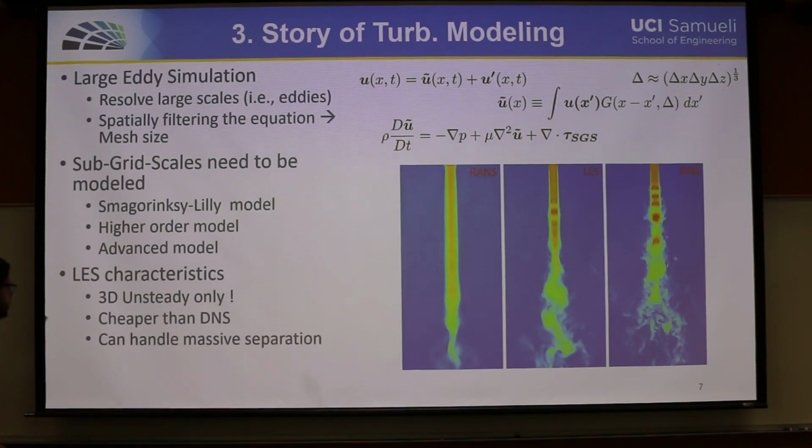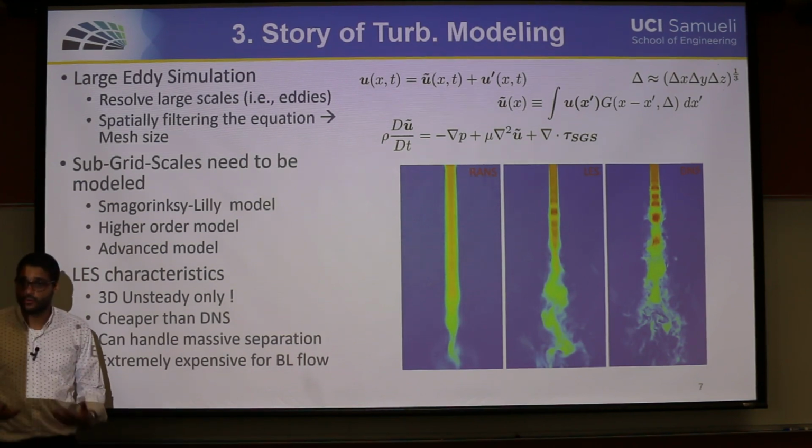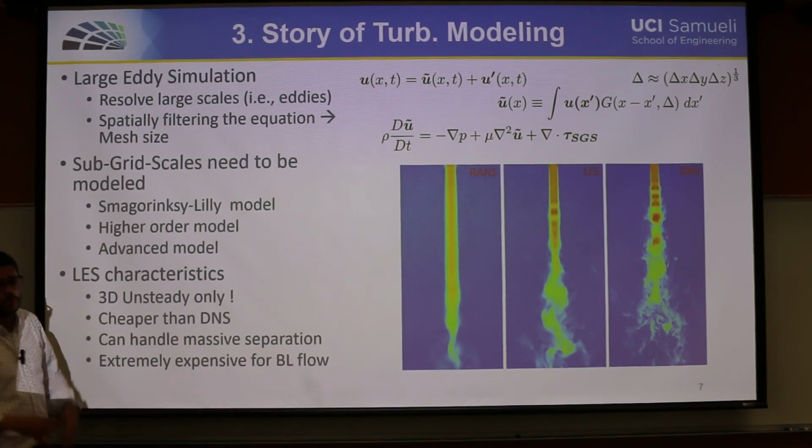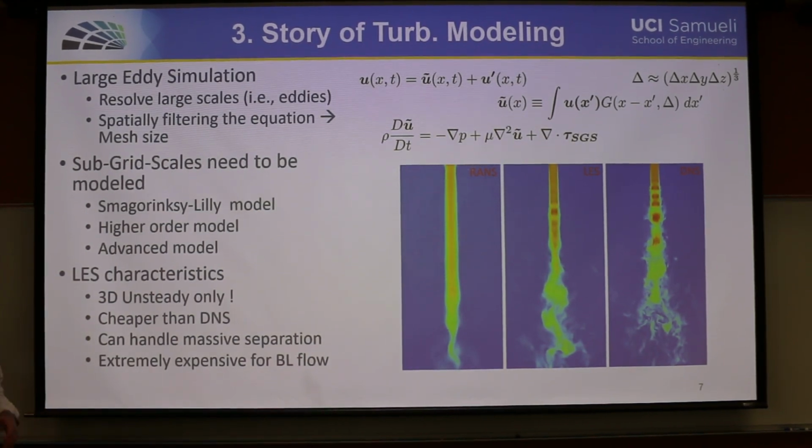They are cheaper than DNS. They can handle massive separations, and they can handle massive pressure gradients, but they are extremely expensive for boundary layer flow. If you're going to solve not a free shear layer flow, but a boundary layer flow, some people say that you could actually go and solve DNS. And that's why there is something called wall modeling or wall-modeled LES.